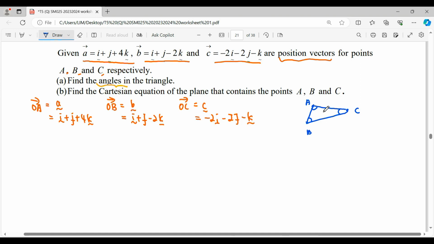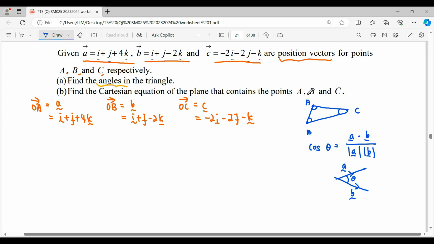To find an angle using vectors, we'll use the formula cos theta equals A dot B over magnitude A times magnitude B. Vectors A and B are the vectors beside this angle. So we need to find the dot product between these two vectors, divided by the magnitude of vector A and the magnitude of vector B.